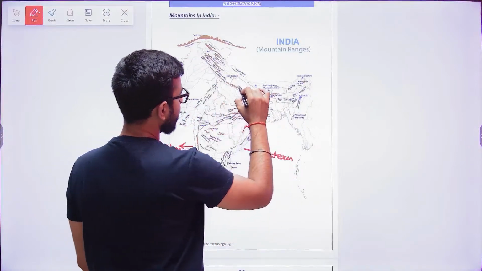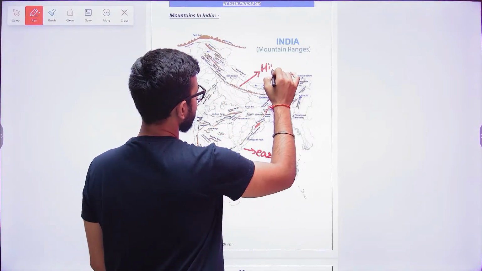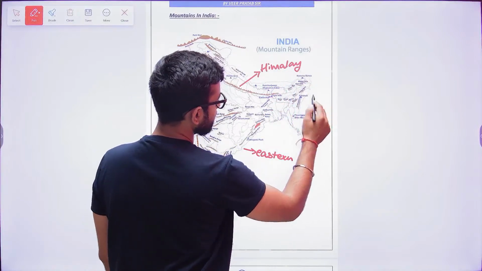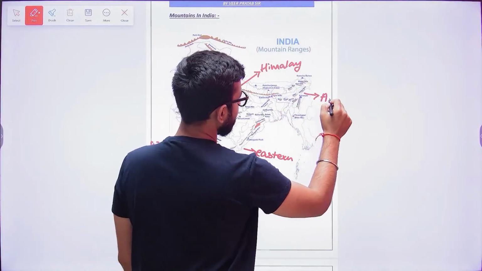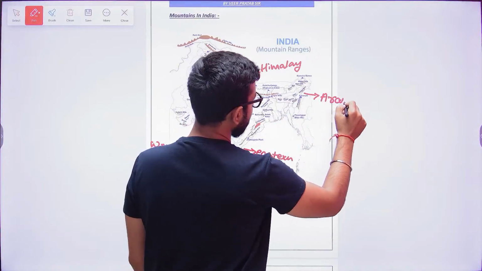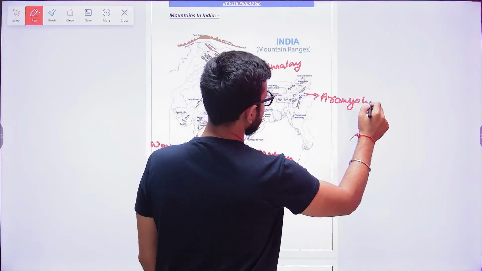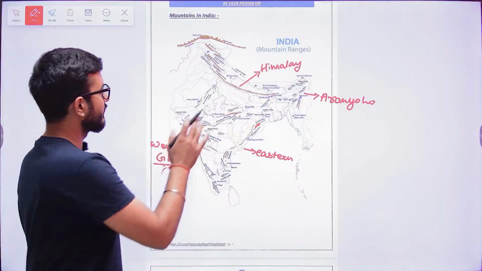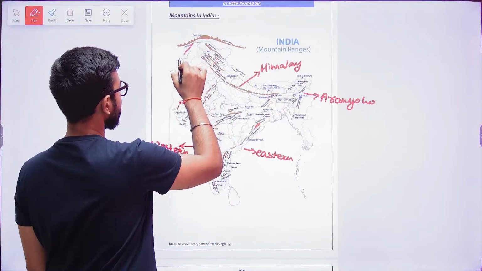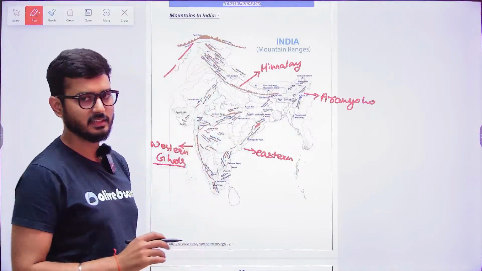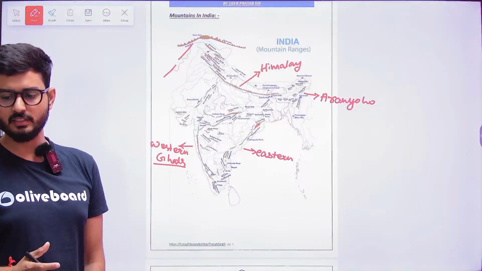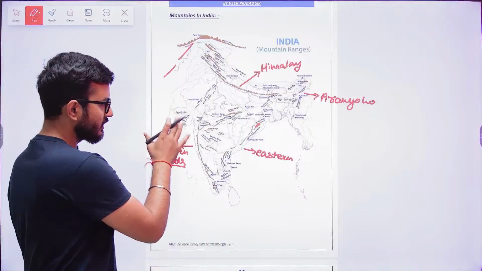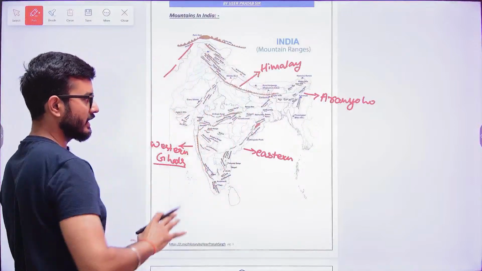Here in the northern area, we are going to have the Himalayas. And in the eastern part, here that you can see, these are the Arakan Yoma hills, which means they are an extension of the Himalayas. Now in the western part also there are the Hindu Kush, the Suleiman and the Kirthar ranges. And these are the major ranges that are going to be there in India.